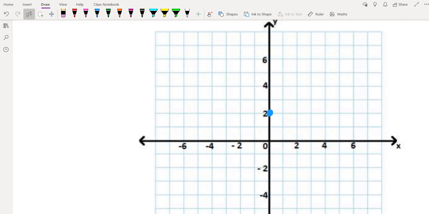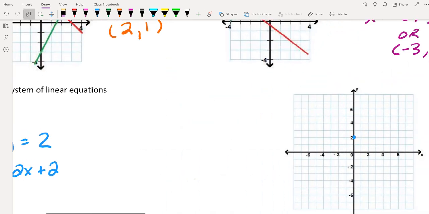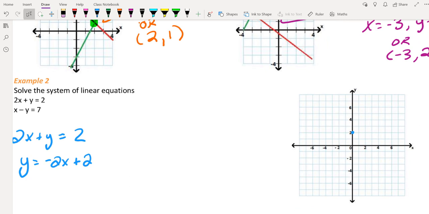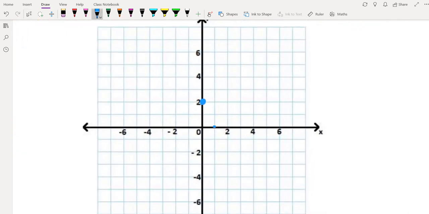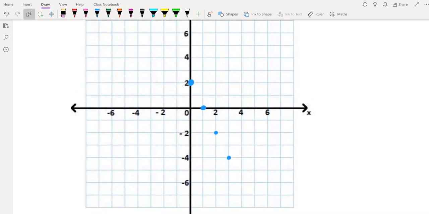Now I can graph this where my y-intercept is +2. So let's put a dot there, and my slope is -2/1. So my rise is -2, my run is 1. Another point on the line would be right here: 2 down, 1 over, 2 down, 1 over. These are all points on the line. Once you have 2 or 3 points, you can just connect the dots.